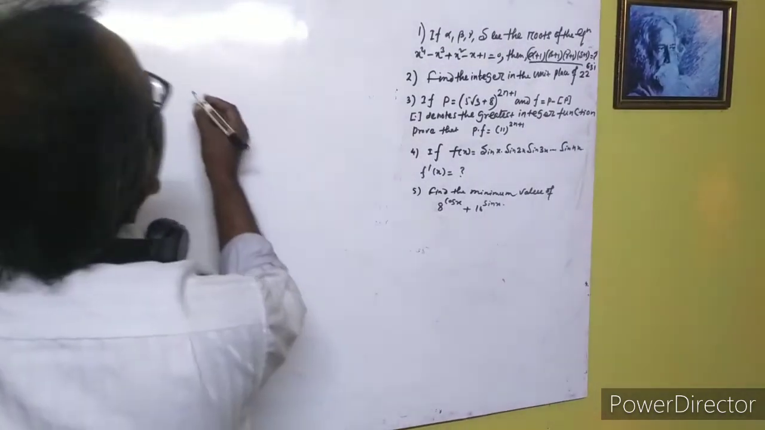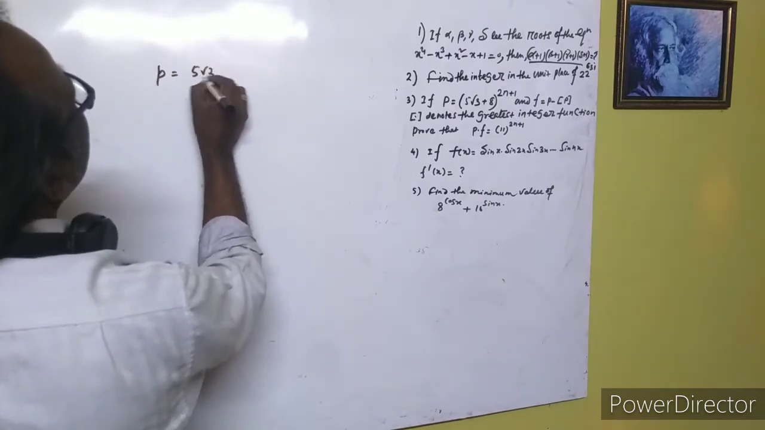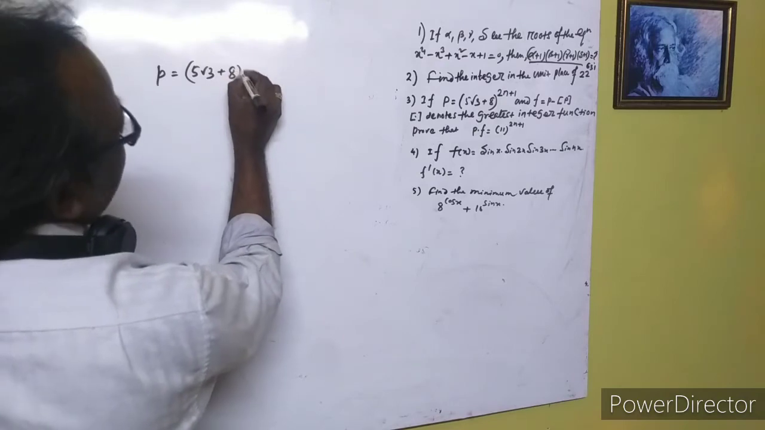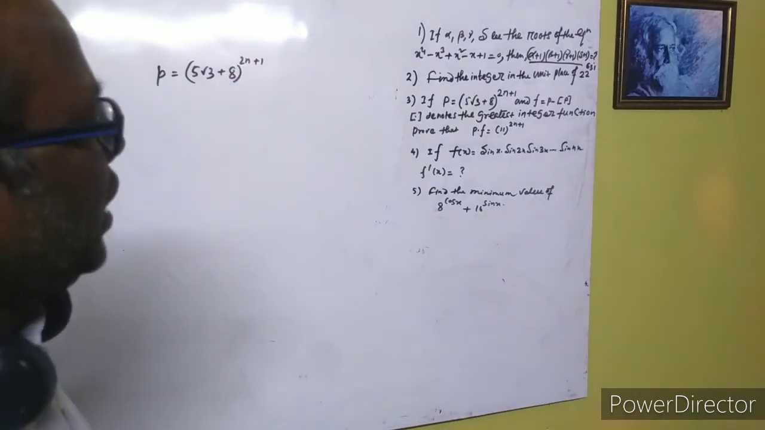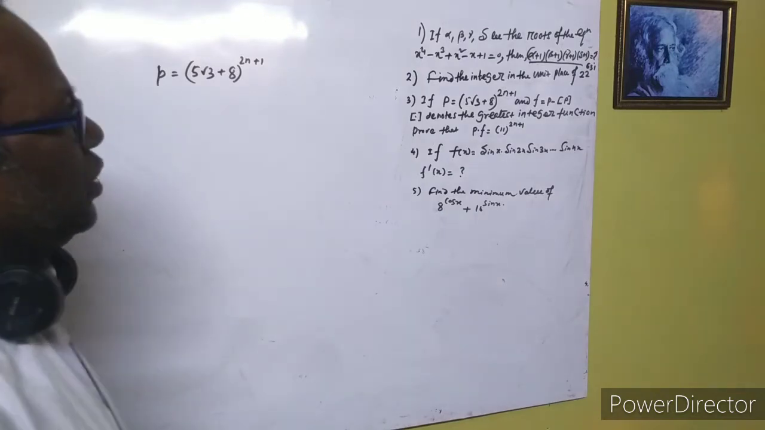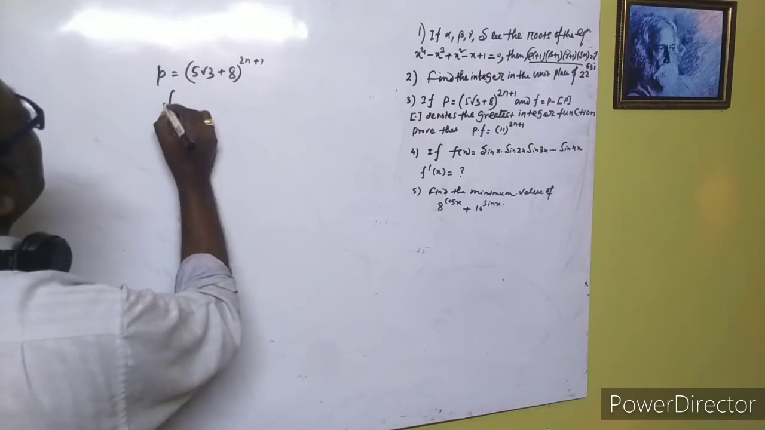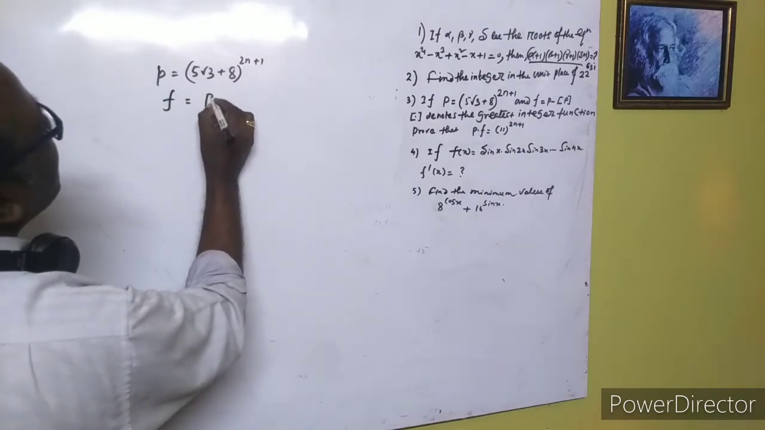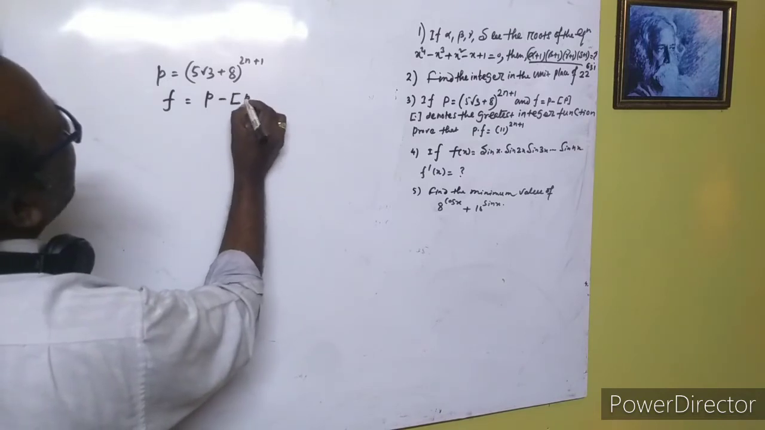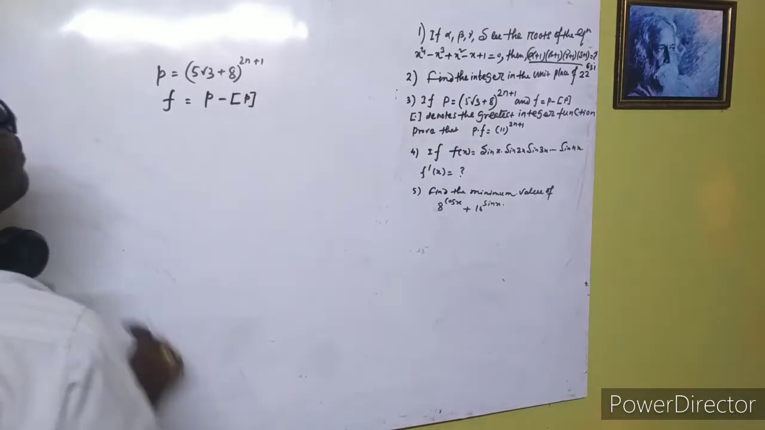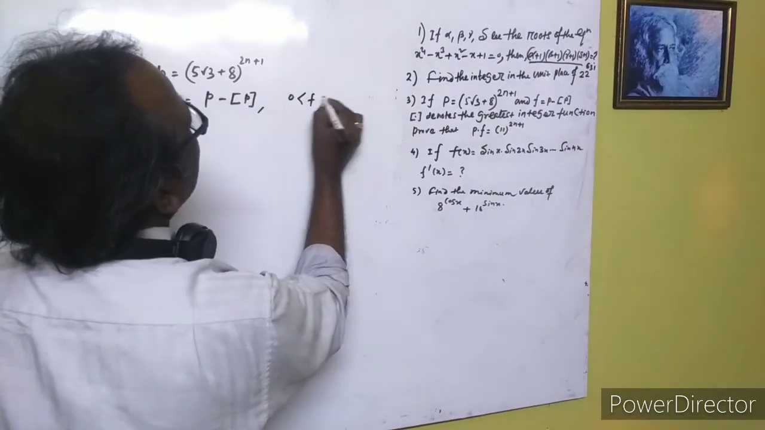Here it is given that P is equal to (5√3 + 8) to the power 2n + 1, where n is an integer, a positive integer. Now, another relation here is f. F is a fraction, that is P, with this expression, minus an integer, and their subtraction is the fraction, where f belongs to 0 to 1 here.